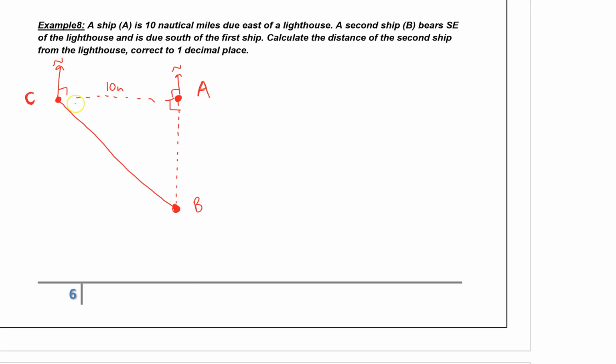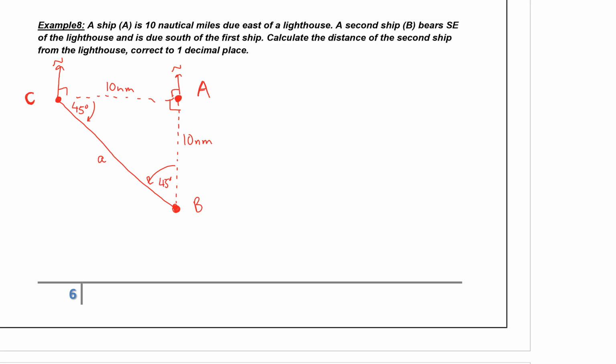This angle here is 135, because it's 45 more than 90. I've got 45 degrees here, which means I've also got 45 degrees here. It means that we have an isosceles triangle, so this side here, AB, is 10 nautical miles as well, but that's not what I'm trying to find. I want to find the distance of the second ship from the lighthouse. I want to find the length of BC, which by my standard conventions I'm going to call lowercase a, opposite the angle.